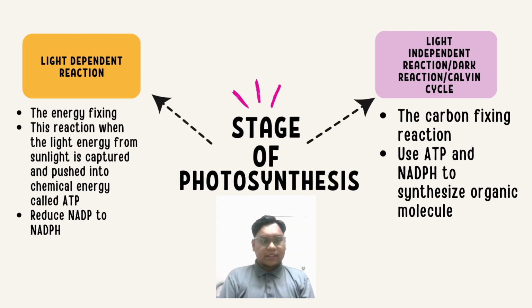Stages of photosynthesis. Light-dependent reaction. The reaction when the light energy from sunlight is captured and converted into chemical energy called ATP, and NADP is reduced to NADPH. Light-independent reaction, or dark reaction, or Calvin cycle. The carbon-fixing reaction uses ATP and NADPH to synthesize organic molecules.